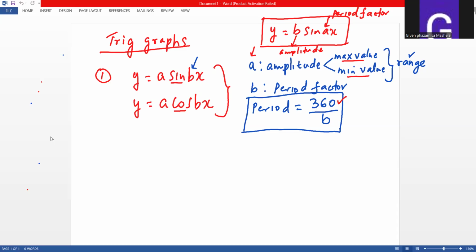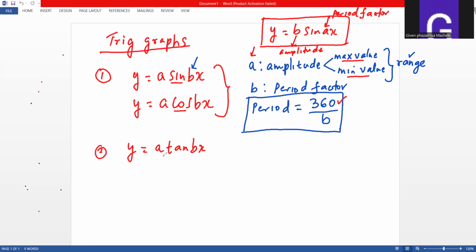Right, moving on to number 2, we also have a standard form for tan. However, with tan, it's a different case as compared to cos and sine. So when we are dealing with tan, ladies and gentlemen, it's a different case now. So let's write down the standard form for tan. With tan, we have y equals a tan bx.